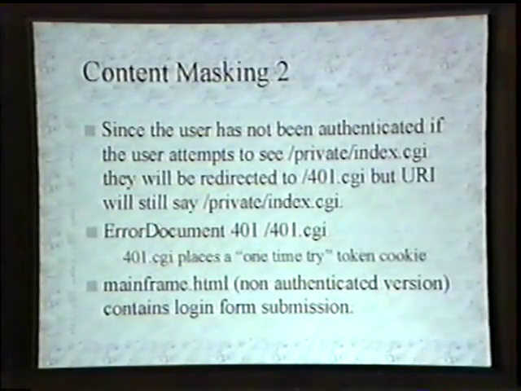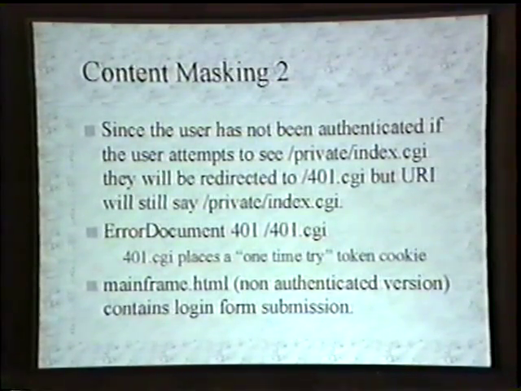Error document 401/401.cgi. That can be wherever you want it. But basically what you're telling it is that you're telling Apache to send them, if you get the 401 error, send them to this particular script. And that script basically just prints out, depending on whether they've been there before or not, and it can tell that because you have a cookie and it can mark all this stuff client-side.